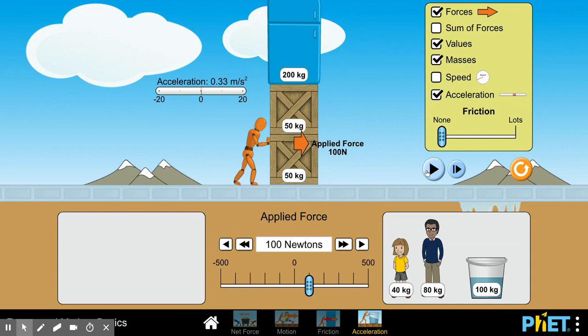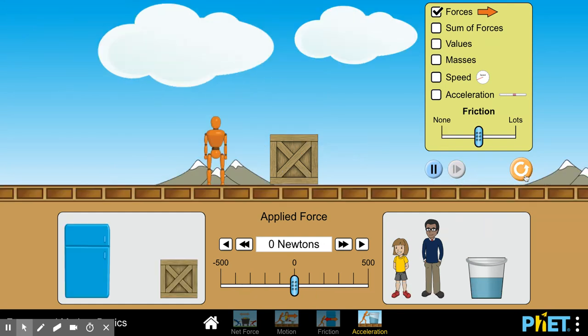The acceleration has changed. All right, so really all I'm doing is changing the mass and finding out what the acceleration is. I'm assuming I'm keeping the same force acting on it. All right, so that's the first lab.